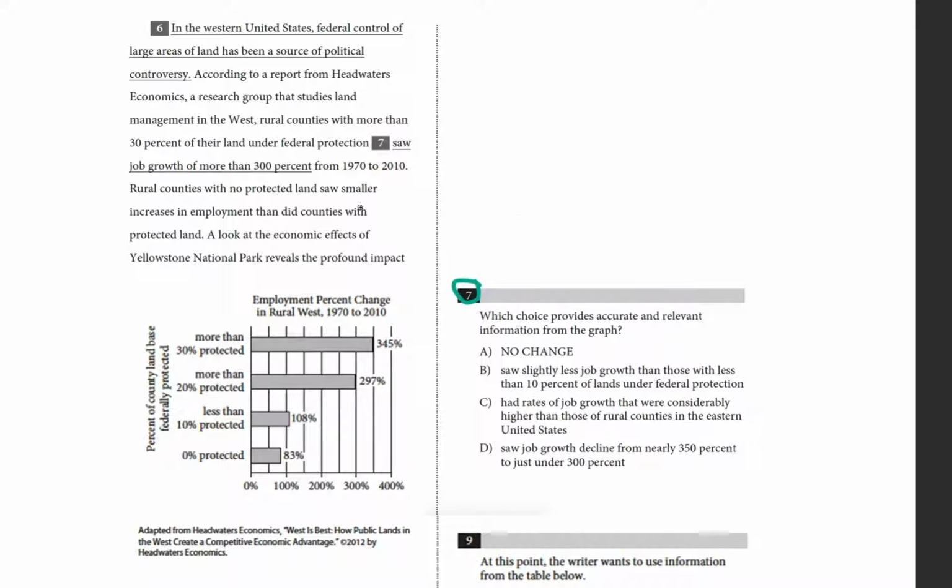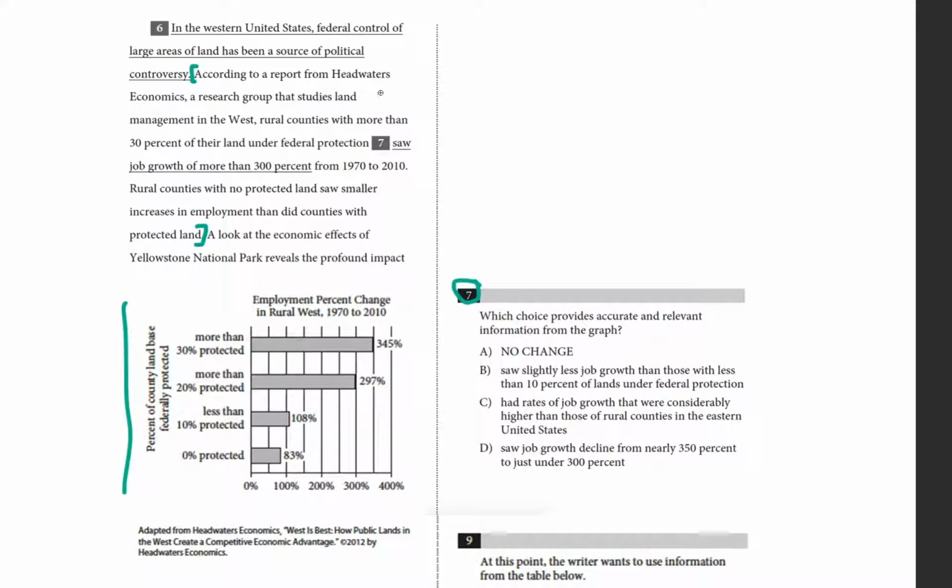This is from a passage that is about national parks in the United States. It's asking us which choice provides accurate and relevant information from the graph. So let's take a look at the paragraph in which question 7 is embedded. According to a report from Headwaters Economics, a research group that studies land management in the West, rural counties with more than 30% of their land under federal protection, and here's the underlined bit, saw job growth of more than 300% from 1970 to 2010. Rural counties with no protected land saw smaller increases in employment than did counties with protected land.